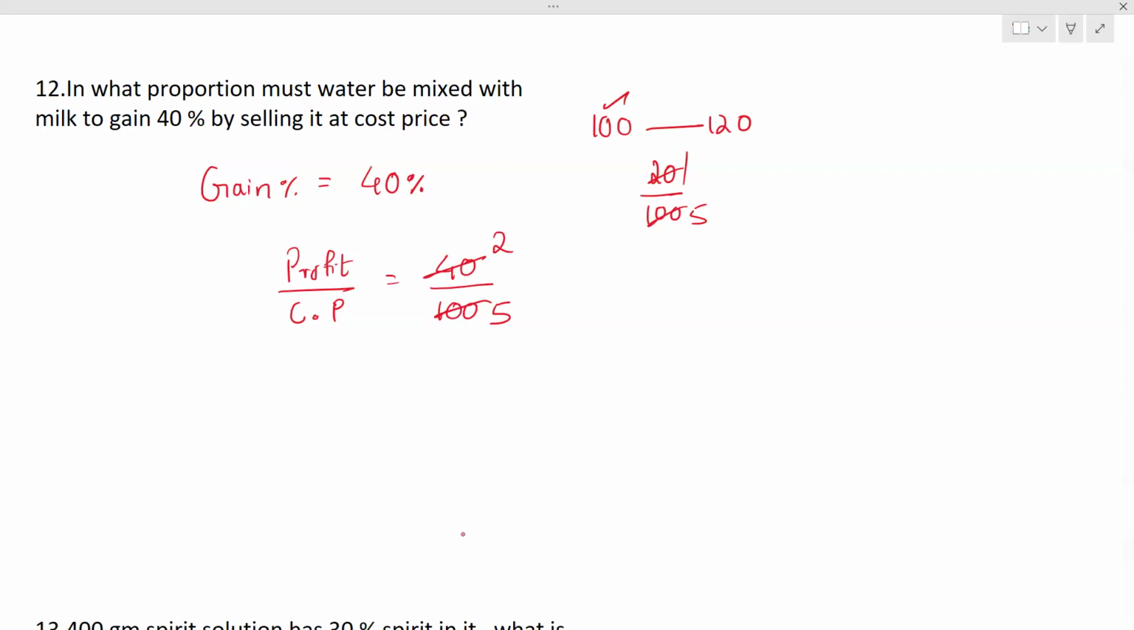The mixture is being sold at cost price. What is the proportion in which water must be mixed with milk to gain 40%? They must be mixed in the ratio 2:5.